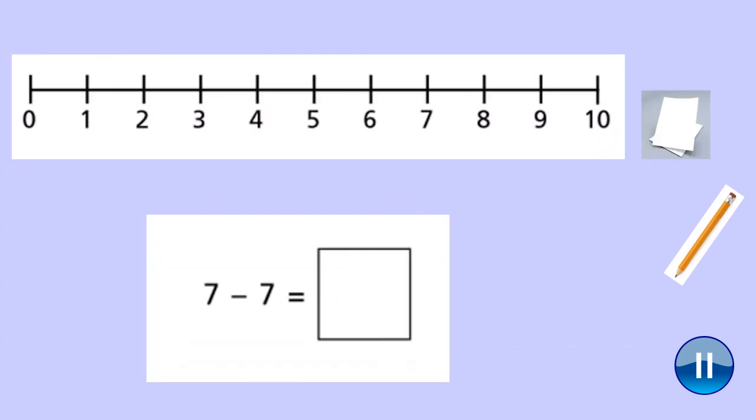This is your last one. Remember to pause the video, copy down the number sentence, and then work out the answer. Then write the answer at the end of your number sentence. Off you go.